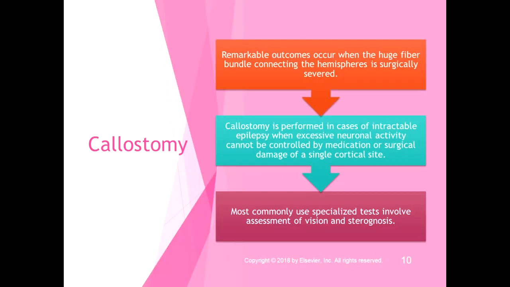So the corpus callosum is part of subcortical white matter, and sometimes they surgically sever it in order to stop seizure activity. Callosotomy is performed in cases of intractable epilepsy when excessive neuronal activity cannot be controlled by medication or surgical damage of a single cortical site. So they sever the corpus callosum. A lot of times they use specialized tests to see what happens in a callosotomy, mostly involving the assessment of vision and stereognosis, but it's really interesting when the hemispheres aren't connected what you see.